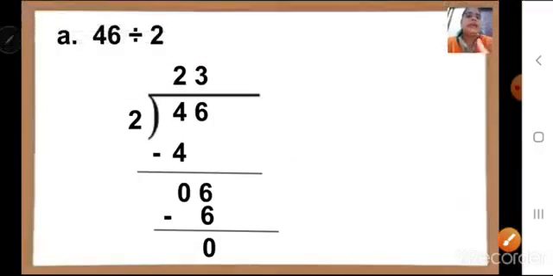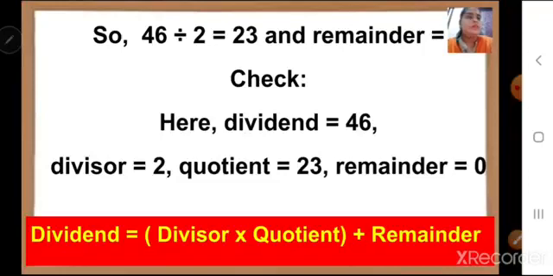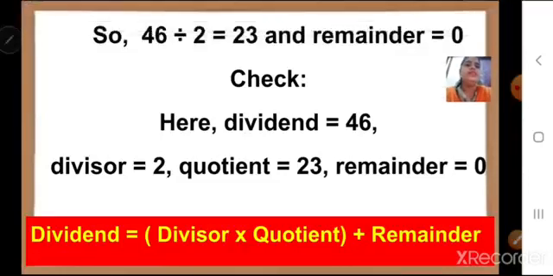Now children, write all the steps properly. Make the brackets and the lines. Write one number in one box. You have a square line book, children. Write all the numbers properly. After that children, we are going to write the answer in this way. So 46 divided by 2 is equal to 23 and remainder is equal to 0.